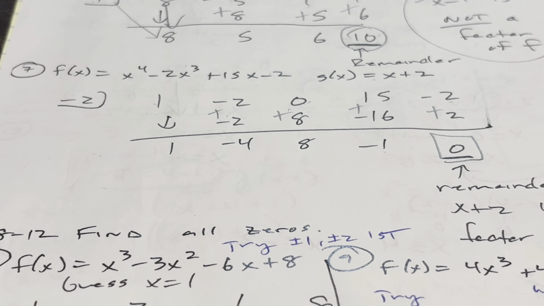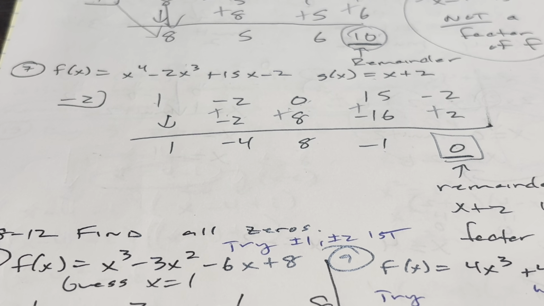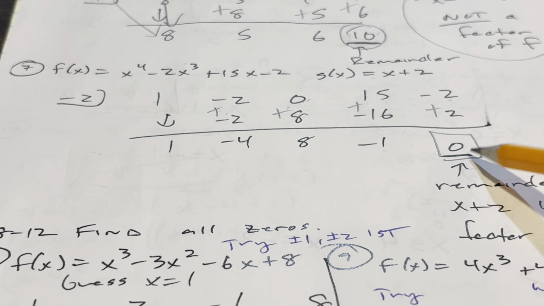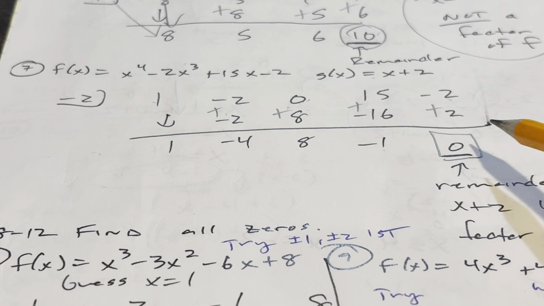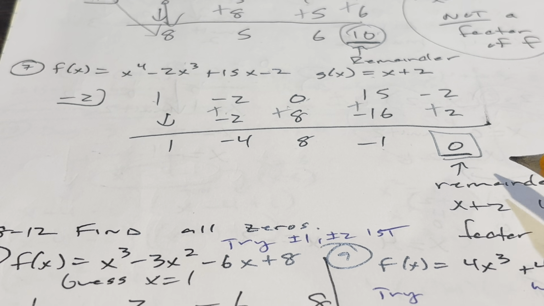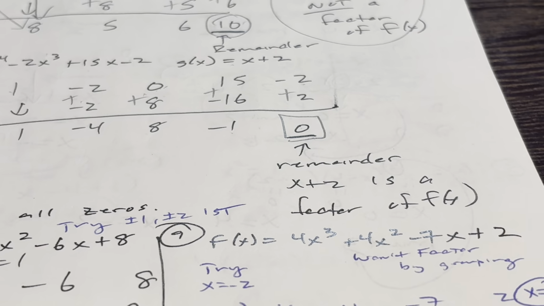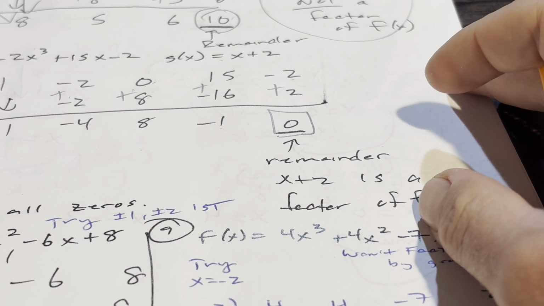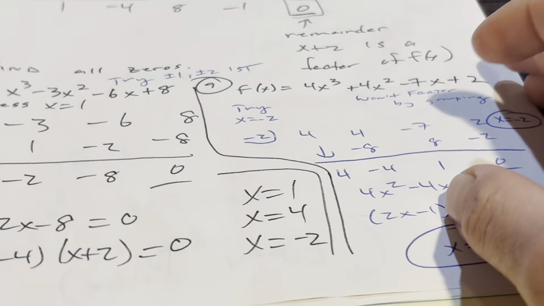0 is my remainder. It's like saying 48 divided by 8 is 6 remainder of 0. That's because 8 is a factor of 48. And that means x plus 2 is a factor of this polynomial because I have a remainder of 0. So I say 0 is my remainder. That's my answer. I underline it, I circle it, whatever you want to do. And I say because I have a remainder of 0, that x plus 2 is a factor of f of x.